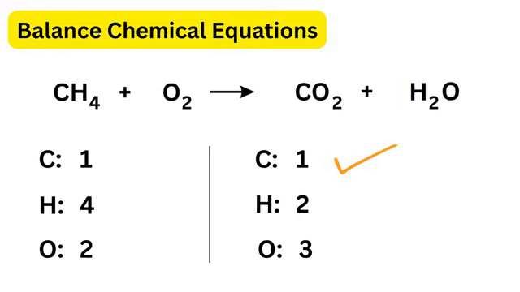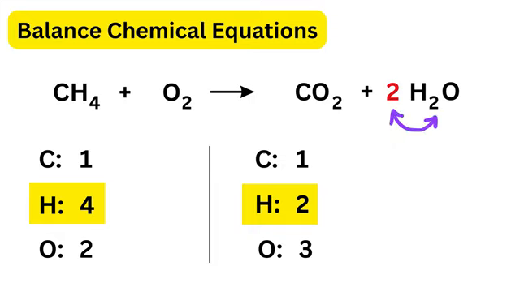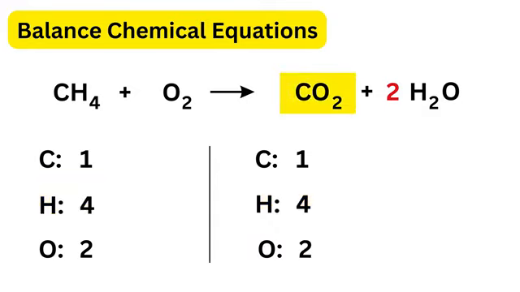Carbon is balanced. Now hydrogen is not balanced. On the left, there are 4 hydrogens, but on the right only 2. To fix this, we will put 2 in front of H2O. Now, the right side has 4 hydrogens, but again, calculate the number of oxygen atoms. It will be 2 from CO2 and 2 from H2O. So we have 4 oxygen atoms, and thus oxygen is not balanced.